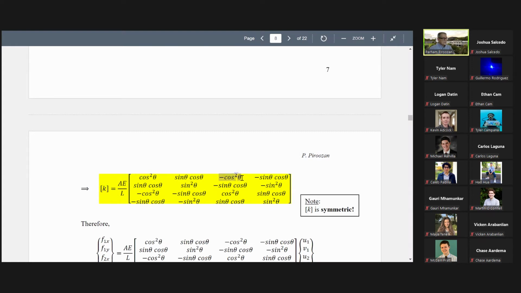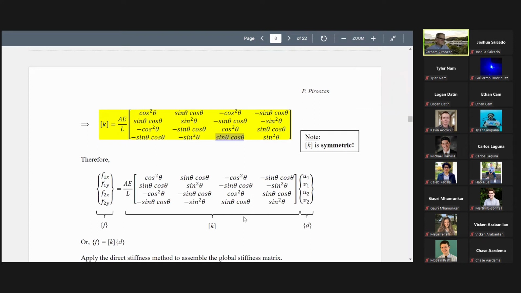What? Row 1, column 3, row 3, column 1, the same. This one, the same as this one. This one, sine, cosine, this is this one. This is row 3, column 4. Row 4, column 3, the same as this one. So yes, it is symmetric, and symmetry always plays an important role in reducing the number of computations and memory.